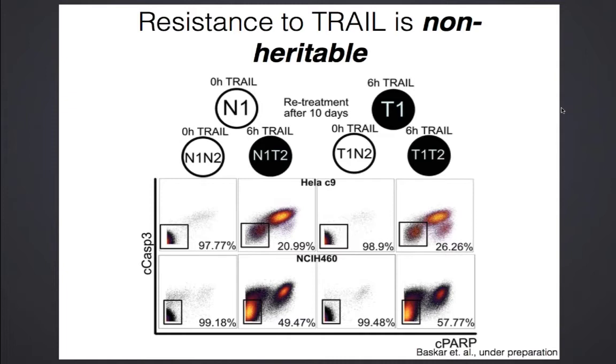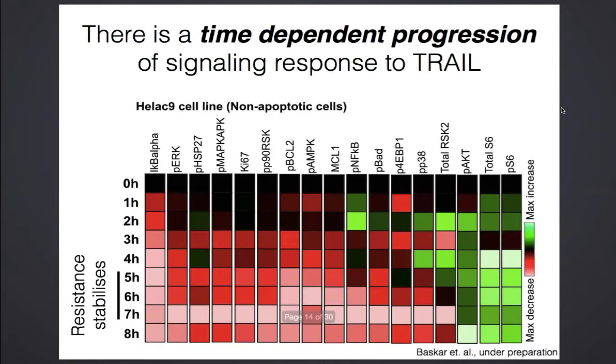So even in HeLa C9s or the other cell line that we were working with, NCIH460s, a lung cancer cell line, also showed a similar pattern of fair degree of conservation. We did not see 100% resistance if the cells had previously seen TRAIL before, showing us that, in fact, the resistance was very likely to be non-heritable. All right. So with all this data, what are some of the other experiments that we did?